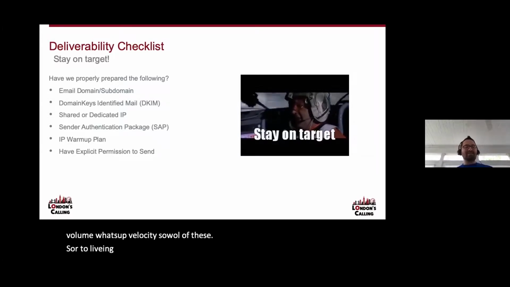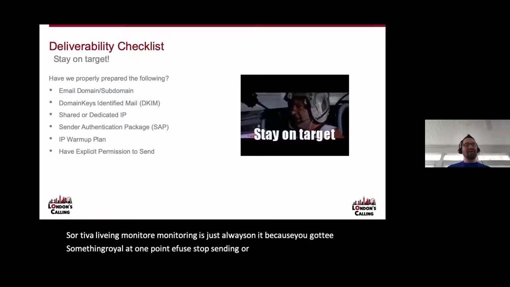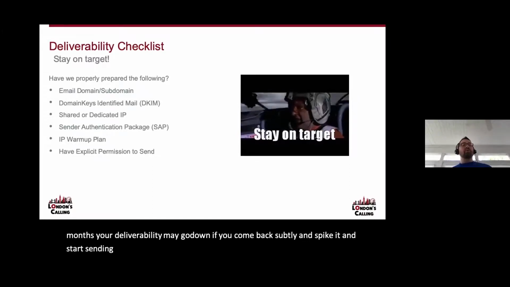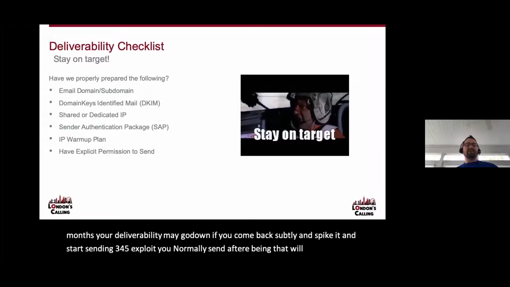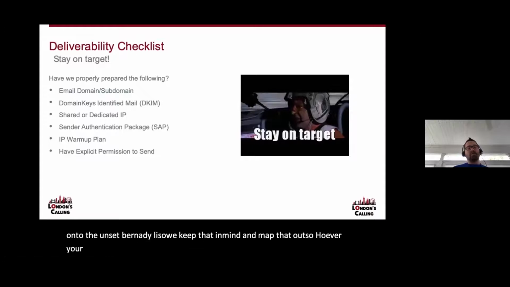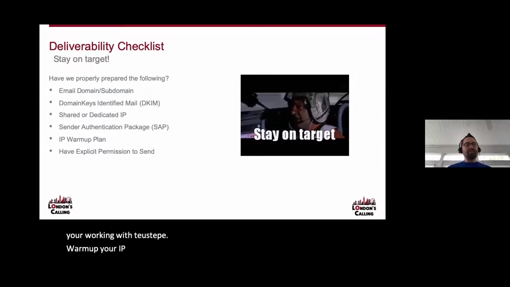Just because you got something warm at one point, if you stop sending or go cold for a couple of months, your deliverability may go down. If you come back suddenly and spike it, sending 3, 4, 5x what you would normally send after being relatively quiet, that will again put you on the naughty list. So keep that in mind and map that out. Whoever you're working with to warm up your IP and domain, make sure that's a conversation you have. And I can't express enough, always get permission.